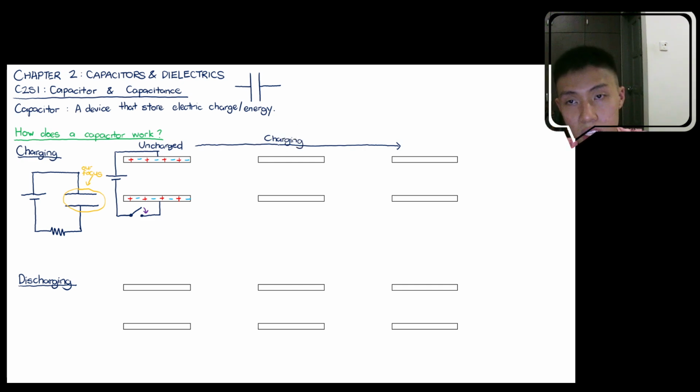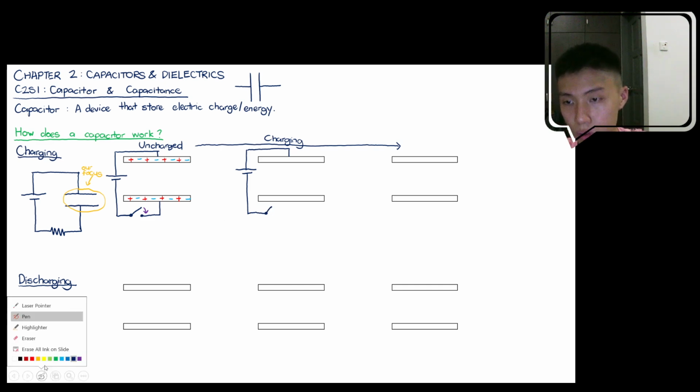Okay, so it's still the same setup. We are still connected to the battery, so I'm going to draw the battery once again. But right now the switch is already closed, so I'm not going to draw it going upwards. The switch is already closed, so it looks something like this.